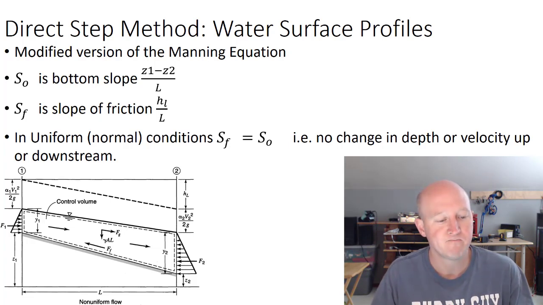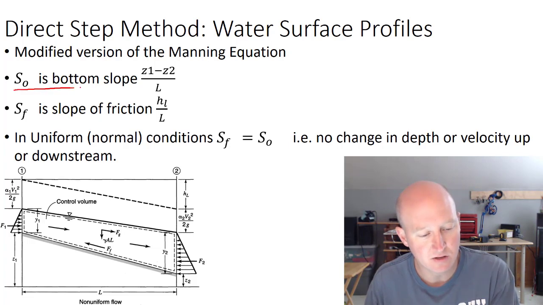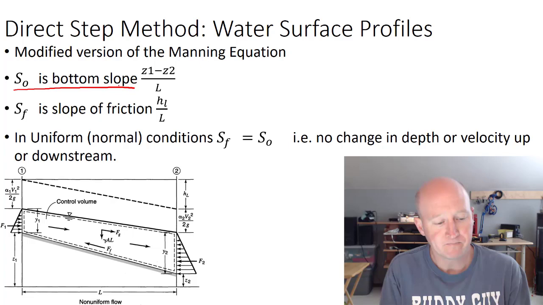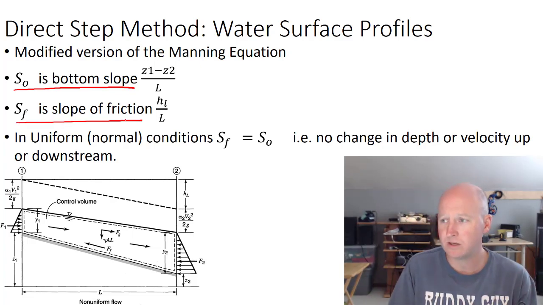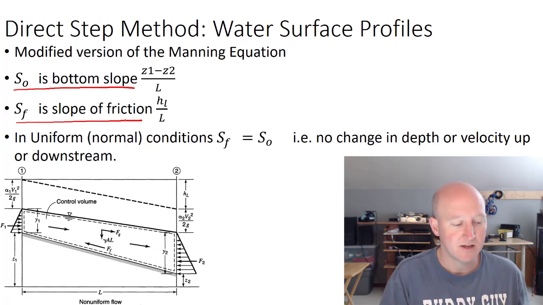And so some of the things that we've talked about is this idea of a bottom slope. And we just want to define that explicitly. That's the slope of the bottom of the channel. And then let's compare that with the slope of friction. So in normal conditions, those two are the same. And when I say normal, that means uniform conditions. Those are sometimes used interchangeably. But that's not the condition that we're interested in today.